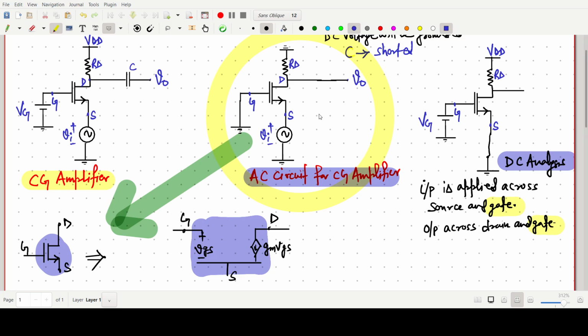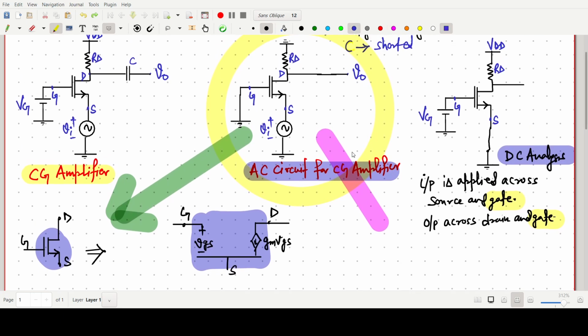Clear? So now we have to use this circuit, and we have to make an AC equivalent circuit. So here we will start the thing.